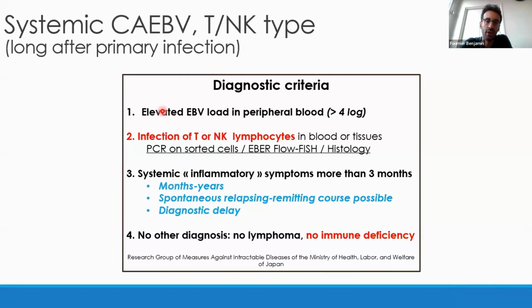For this patient, EBV load is always very elevated in the blood. You have to prove that there is an infection of T and NK cells in tissue or in blood. And this patient has systemic inflammatory symptoms for more than 3 months, but it's mostly for months or years, with a spontaneous relapsing-remitting course. And as I mentioned, there is no immune deficiency associated with this disease.